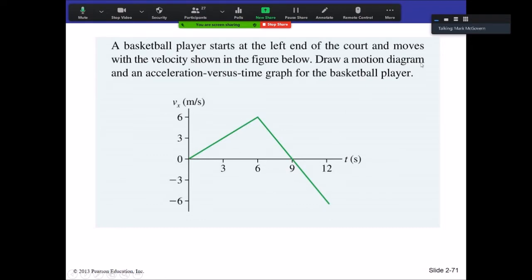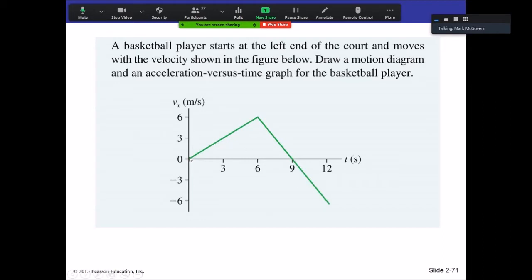It says draw a motion diagram. In this example, I'm just interested in getting the acceleration versus time graph. Now, before we do that, you want to look at this graph and try to understand what's going on with the motion. And I recommend you always do that with graphs. When you're given graphs, before you do anything else, look at it, try to understand what is happening. Okay, so let's do that with this one.